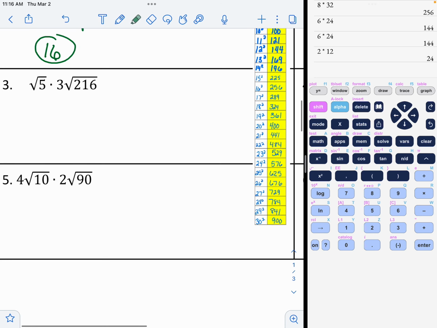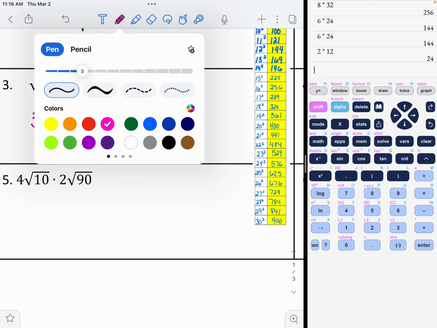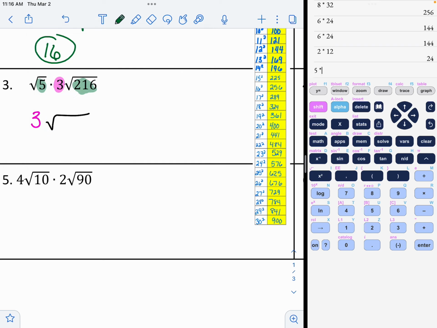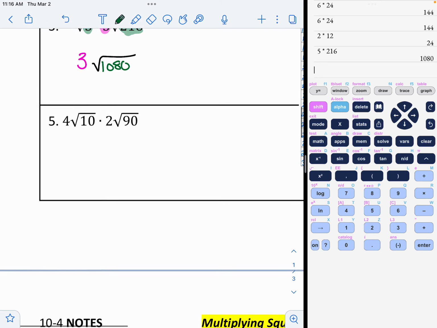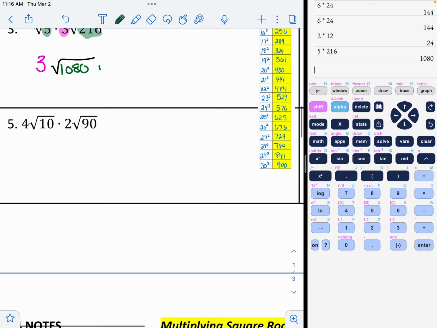All right, so outside numbers get highlighted in pink. Inside numbers get highlighted in green. At least that's how I'm going to do today. Draw a square root. Is there any number on the outside? 3. Is there any number on the inside? Absolutely. 5 times 216. 1080. Now, there's nothing fancy to do. 1080 is not perfect, so I have to use my list.